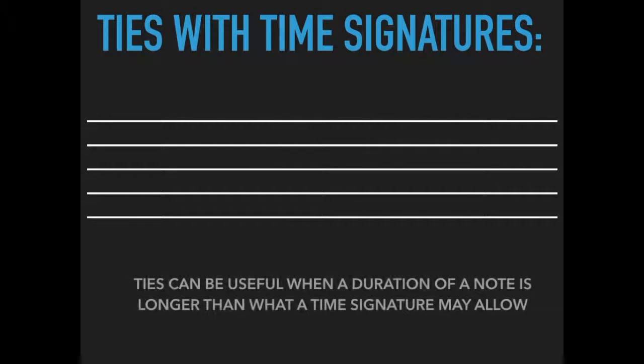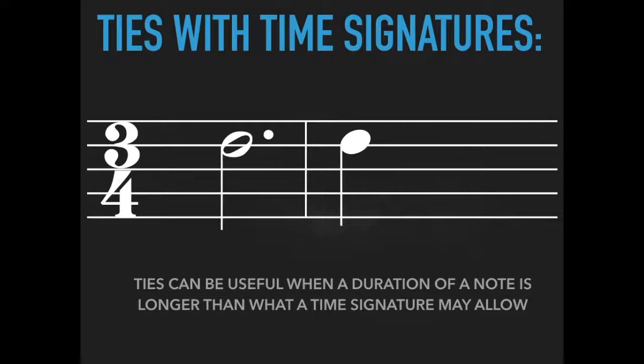Ties are very useful when the duration of a note is longer than what the time signature will allow within a measure. Let's look at an example of this. If we're in 3/4 time, we can only have 3 beats in a measure. So if we add a dotted half note, we know that would take up the whole measure because it's worth 3 beats. But let's say we wanted that note to be 4 beats long. Well, we can't write that in 3/4 time within a measure. So we have to use a tie to be able to do that.